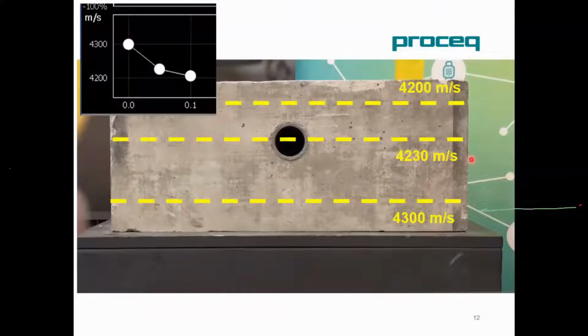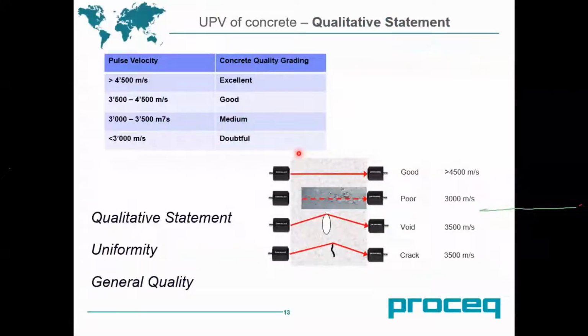If you don't know there's a void here, you will say that at this particular point I'm getting above 4,230 meters per second, so we can say it's very good quality. And look at the size of this pipe, it's 50 mm, so it can be missed. That's why I say that normally UPV is very good for getting a qualitative statement on uniformity or general quality of the concrete.